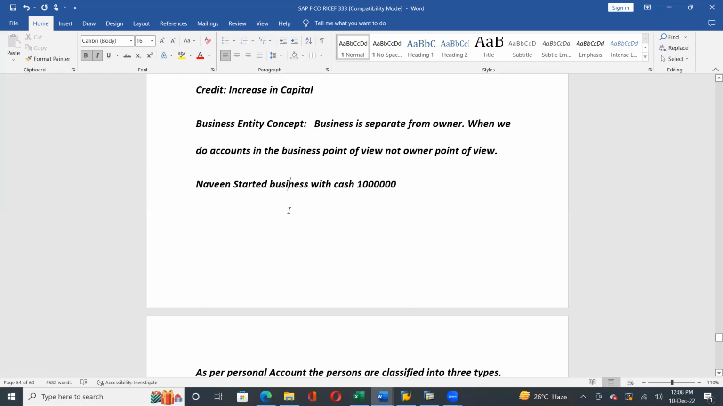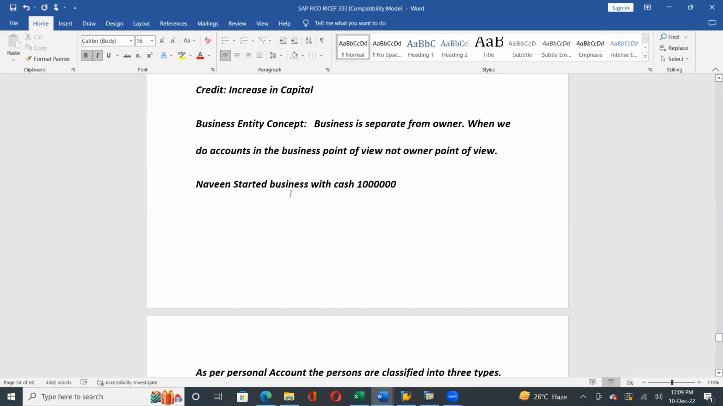Now you understood, right? Naveen started business with cash, in the sense Naveen is a natural person and the business is an artificial person. Naveen is investing 10 lakhs into his business. So again, whenever you are doing accounts, you need to consider yourself as the business, not the owner. Even though you are the owner, at the time of doing business you consider yourself the business. The owner is a separate person.